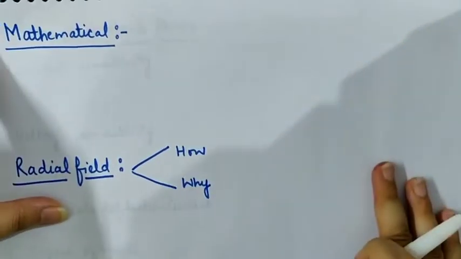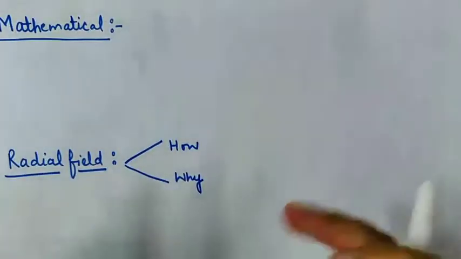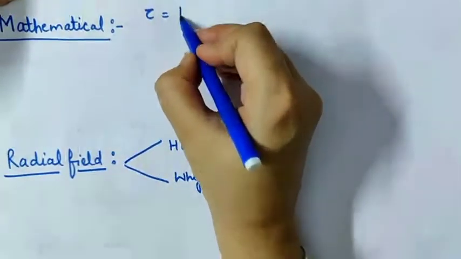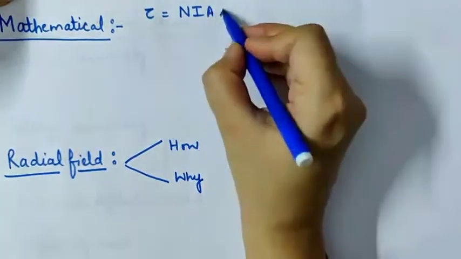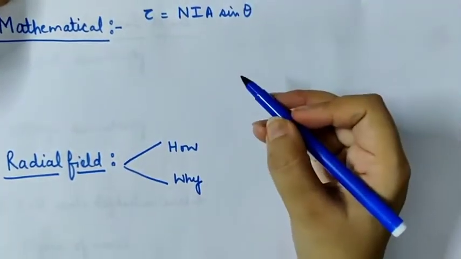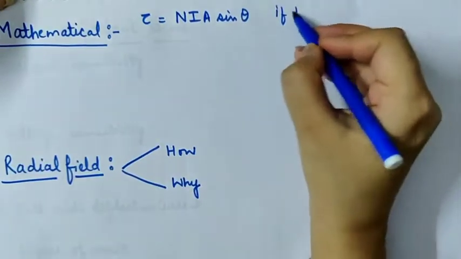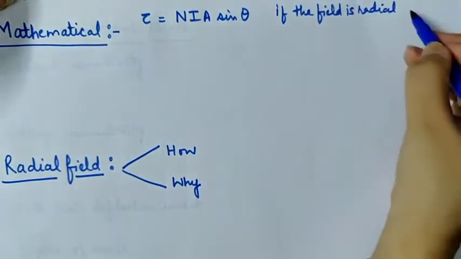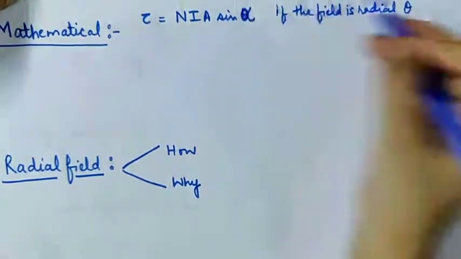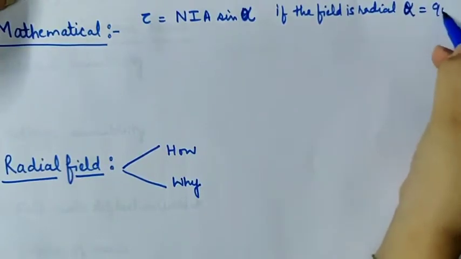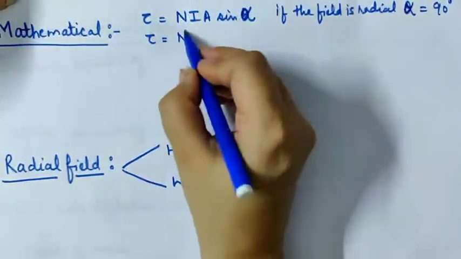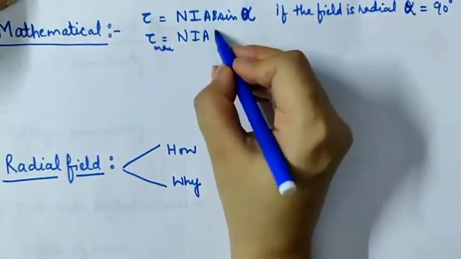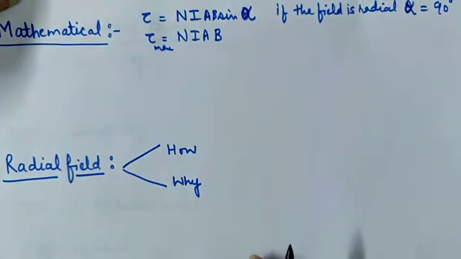So what will be the mathematical notation? Firstly, we shall say if a current carrying wire is placed in a magnetic field, it will experience a torque, and the torque is given by NIA sin theta, as I have explained earlier. So if the field is radial, then theta, which we have written as alpha, will be equal to 90 degrees. So torque will be NIA, and it is the maximum torque. I forgot to write B, so this is tau equal to NIAB.